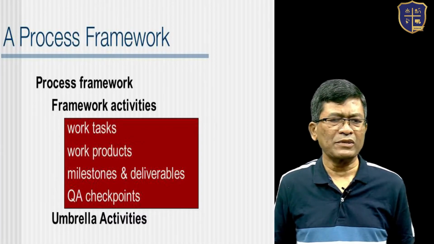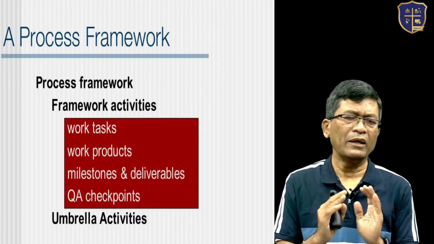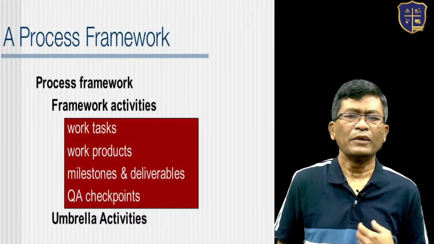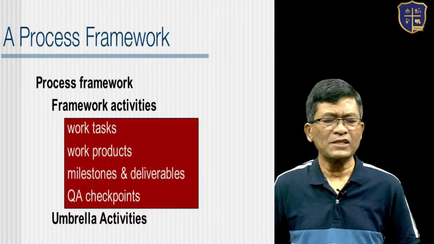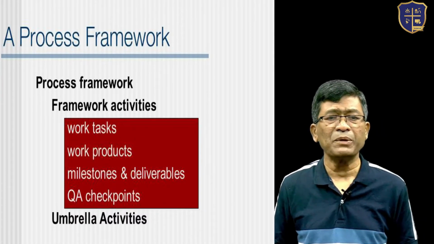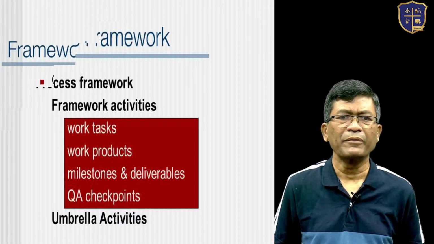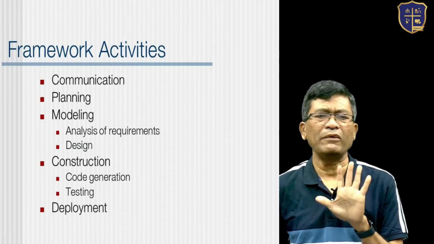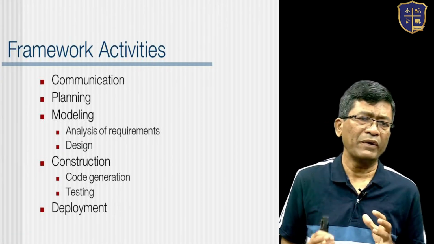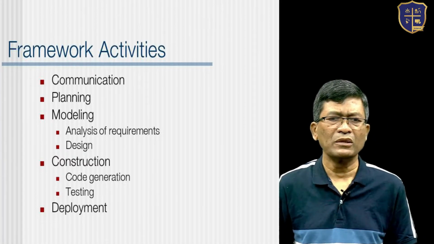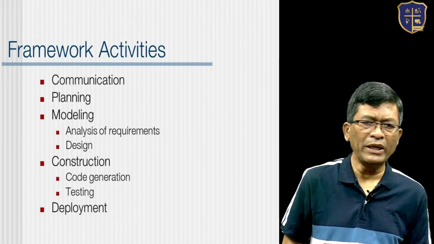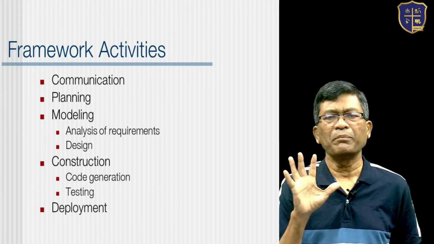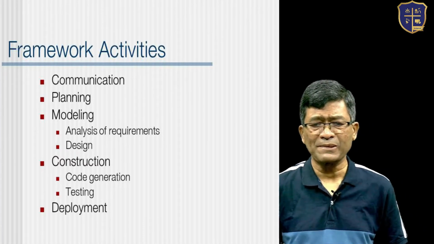And there are umbrella activities. There are activities which will be supporting these core activities, like we have quality assurance, then we have configuration management, system administration, risk management and so on, that we shall see briefly. So framework activities, all that we have, you can look at from the 5 major stages or phases. First one, communication, planning, modeling, construction and deployment. So these are the 5 major phases as given by Roger Pressman.